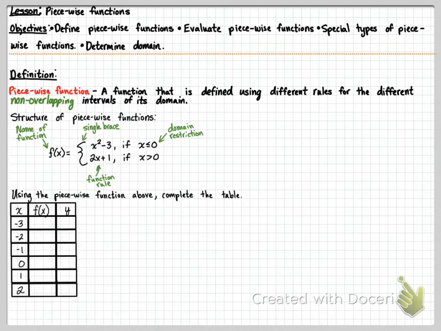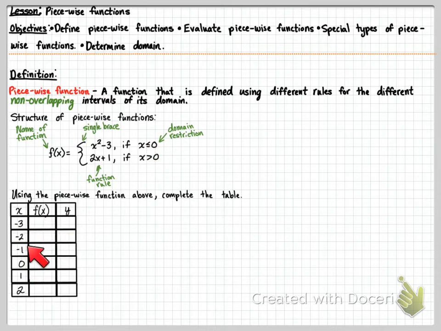So using the piecewise function above, we're going to complete the table. Now here's the thing. We're going to take a look at where all these x's land. So we're going to look at our domain restriction. Where is x less than or equal to 0? Negative 3 is less than or equal to 0. Negative 2 is less than or equal to 0. Negative 1. And 0 is that equal to 0 part.